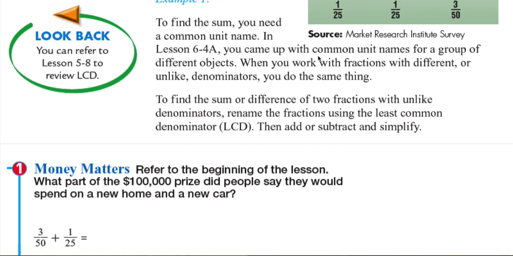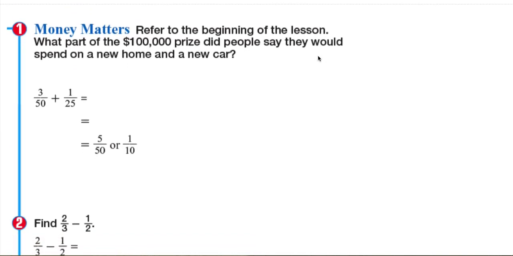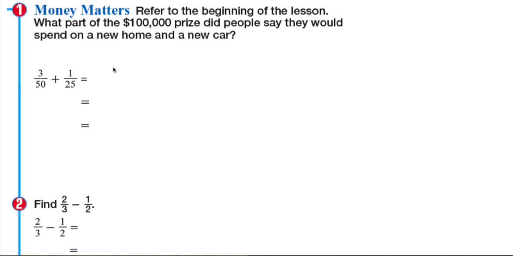In example number 1, refer to the beginning of the lesson. What part of the $100,000 prize would they spend on a new home or a new car? Obviously the operation we'll be using is addition. So we add 3 over 50 plus 1 over 25. The LCD of 3 over 50 and 1 over 25 is 50. Let's review how to find LCDs. Finding the LCD is just finding the LCM of 25 and 50.